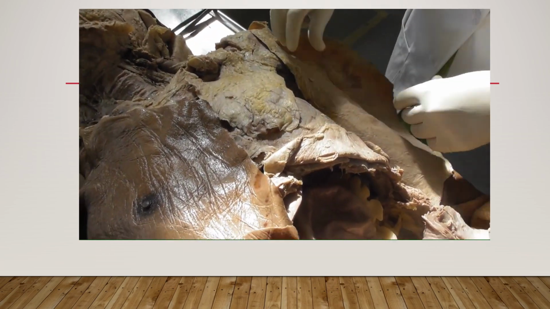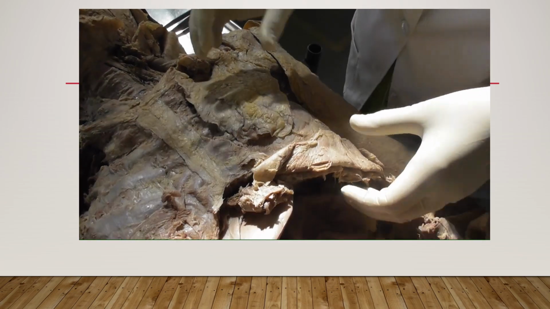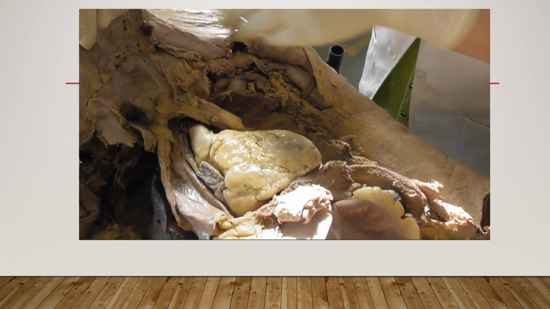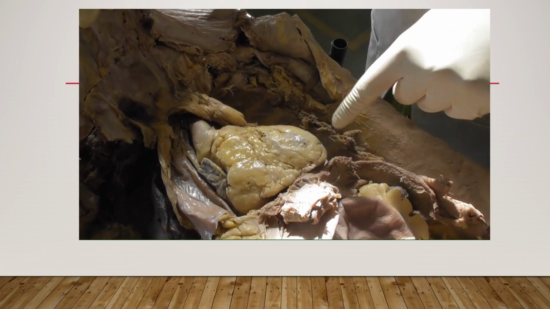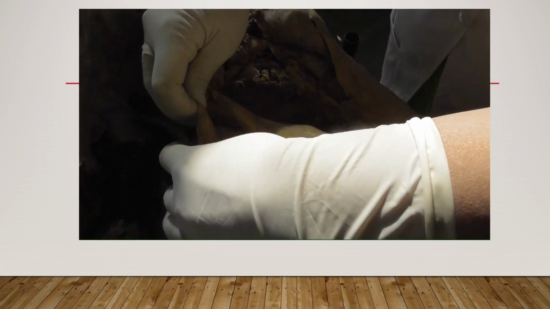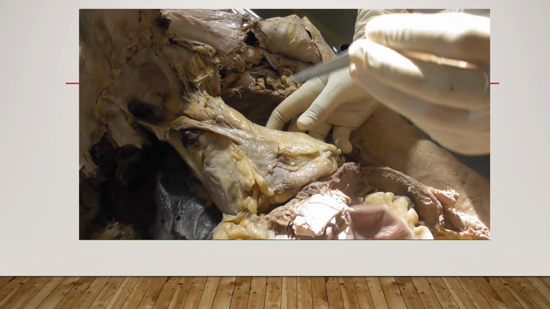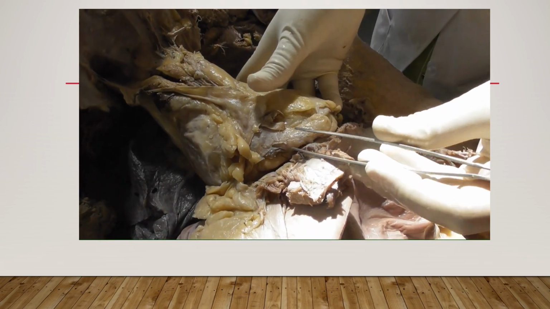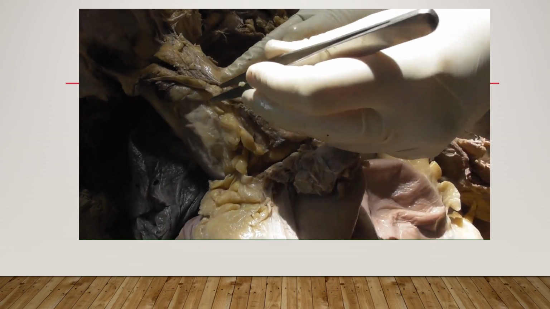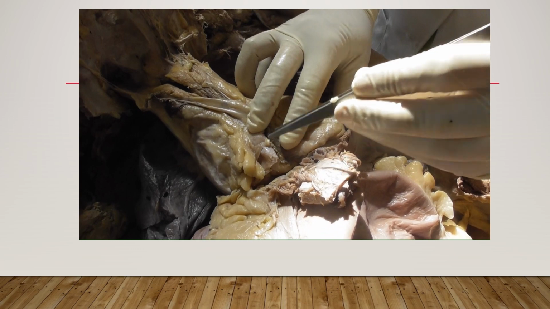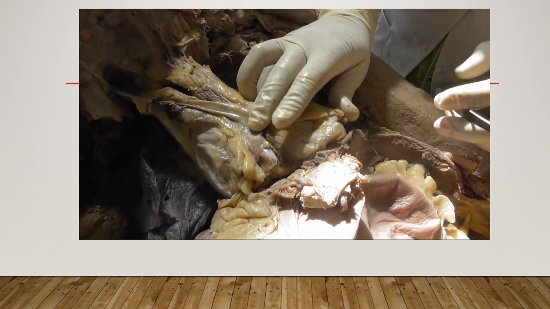So, after reflecting the skin and removing the anterior wall, we can see the heart is located in the middle mediastinum. And in the middle mediastinum, it is covered by a fibroserous sac, which is called as pericardial sac. This pericardium has got two layers, the outer fibrous and the inner serous layer.